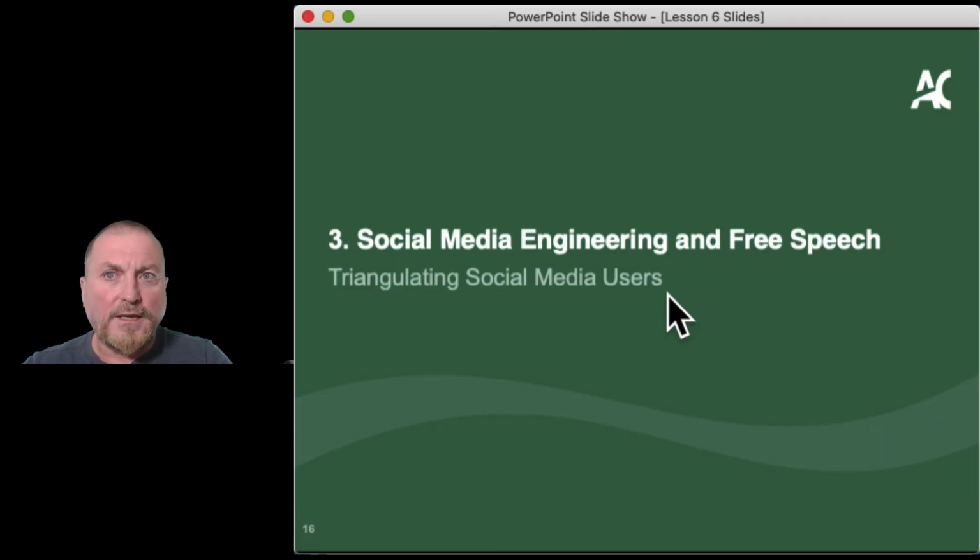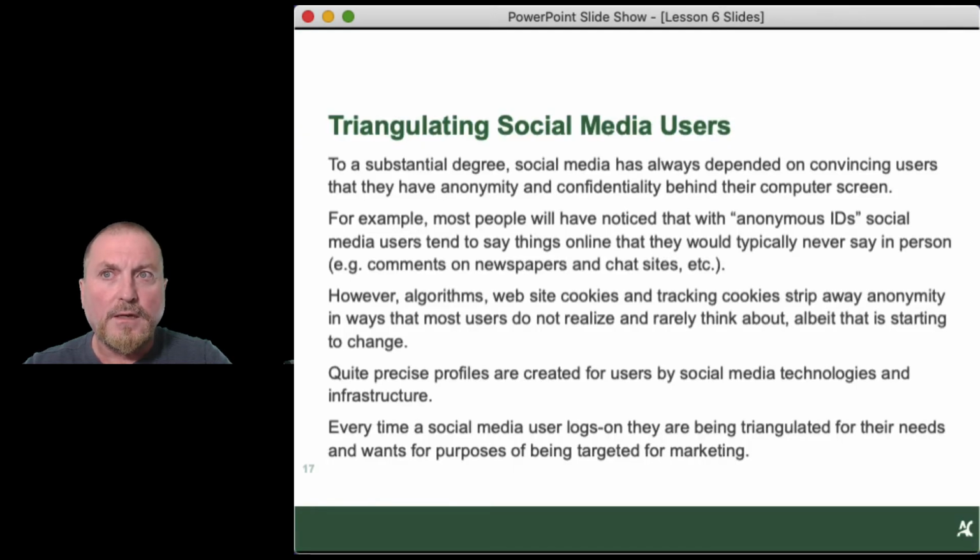So what is it about social media engineering and free speech that we're concerned about? After all, our course is about free speech and the challenge of social media. To a substantial degree, social media has always depended on convincing users that they have anonymity and confidentiality behind their computer screen. We see that every day when we look at comments in newspapers and what other people would say that they would never say face to face, right? And they would say so by putting some other moniker in there and not their own name. We see this every day. This is abusive behavior towards any number of groups. That's a standard tactic. So with anonymous ideas, social media users tend to say things online they would never typically say.